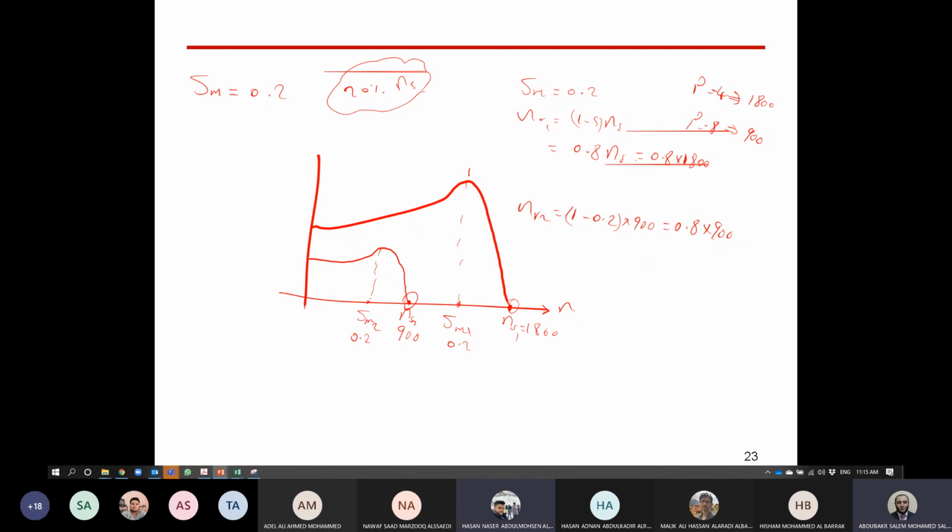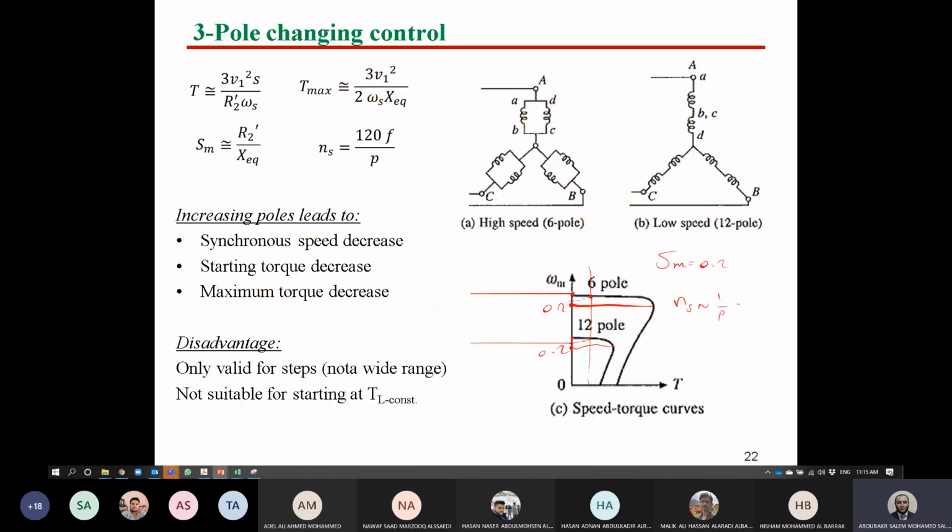Okay. So regarding the advantages and the drawbacks of pole changing, for increasing pole changing, firstly it will lead to synchronous speed decrease. Starting torque decrease, as you can see by increasing number of poles. Starting torque also decreased. Maximum torque decrease. So this is now considered as a drawback.